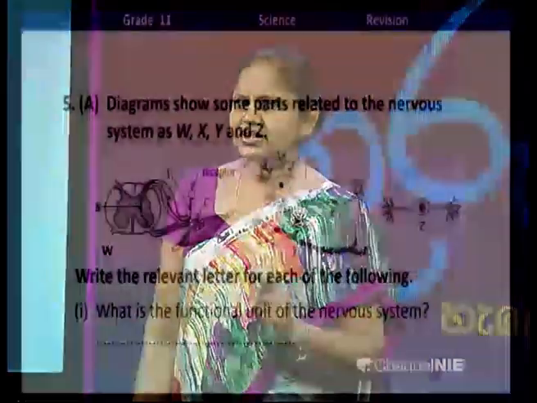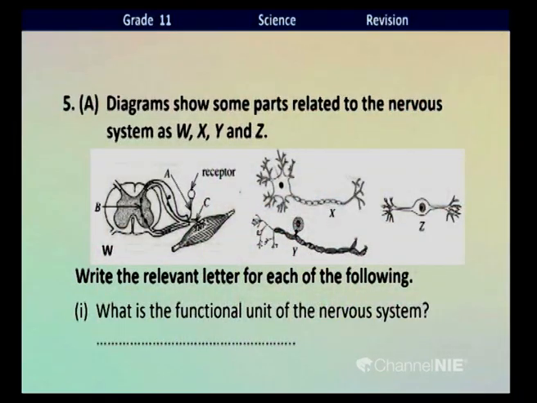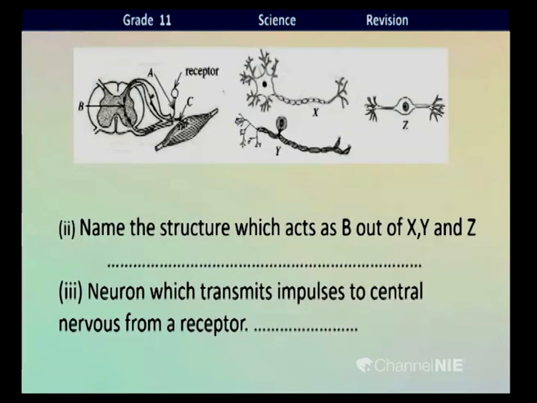So the path in the nervous system that the reflex action travels is called the reflex arc. Out of X, Y, Z and W, children, what represents the reflex arc? Reflex arc is represented by the letter W diagram. You can write W or you can write reflex arc. Next question.